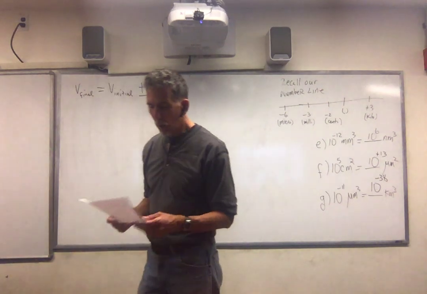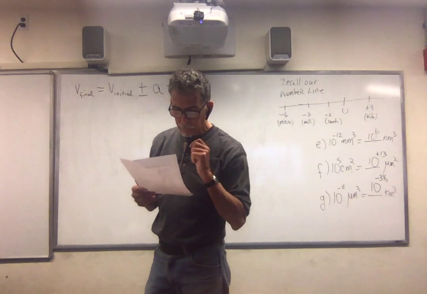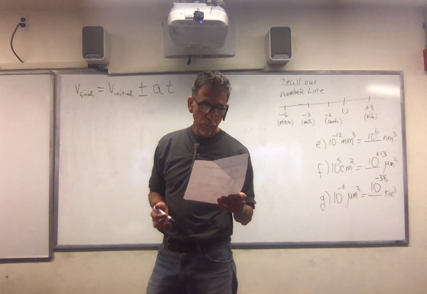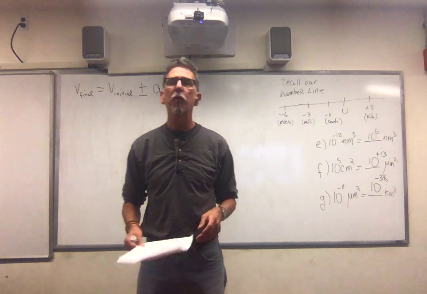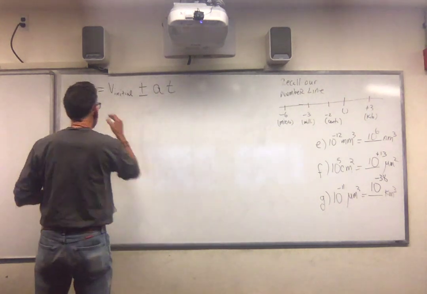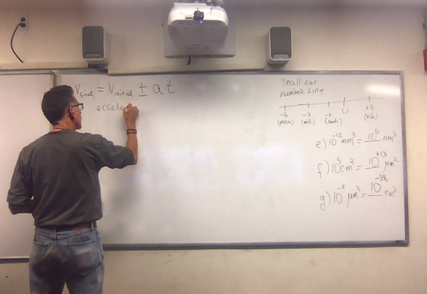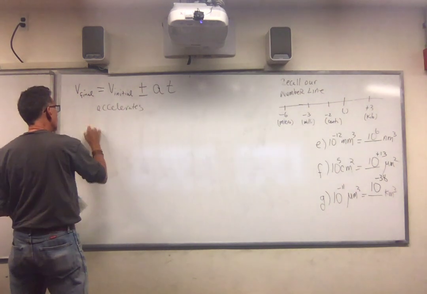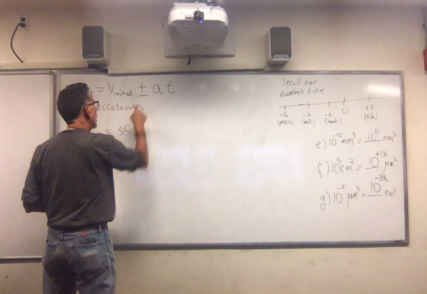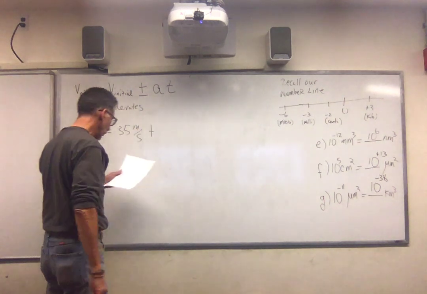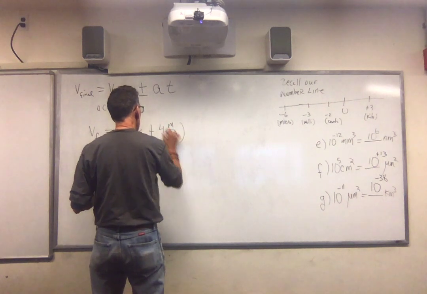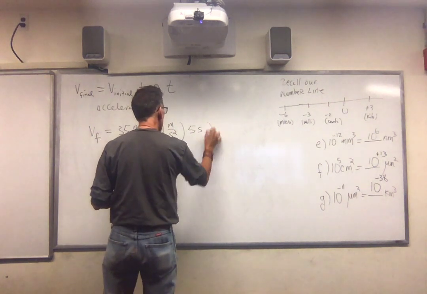Now, in the example I gave, a car traveling at an initial speed of 35 meters per second then accelerates at a rate of 4 meters per second squared for 5 seconds. So, accelerates, we're going to take the plus sign. So V final, what was our initial speed? It was 35 meters per second. We're going to take plus, what's the acceleration? I believe I said the acceleration was 4 meters per second squared, and the time was 5 seconds.